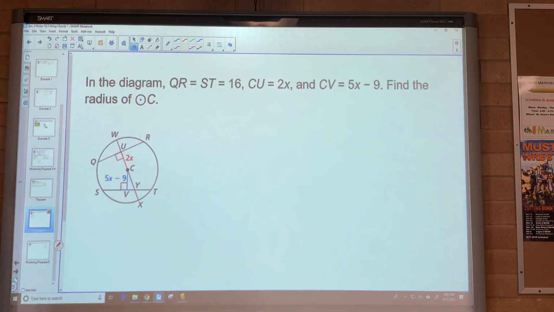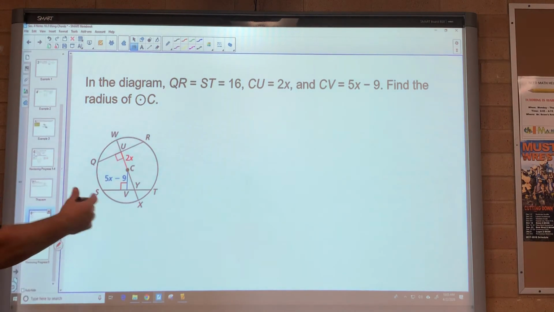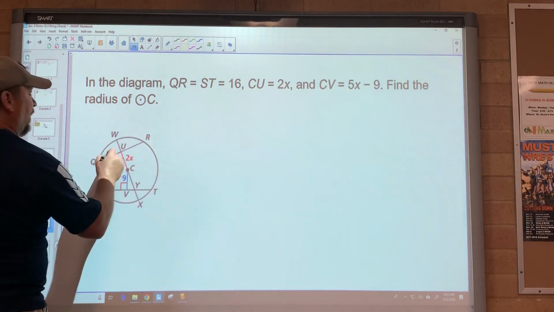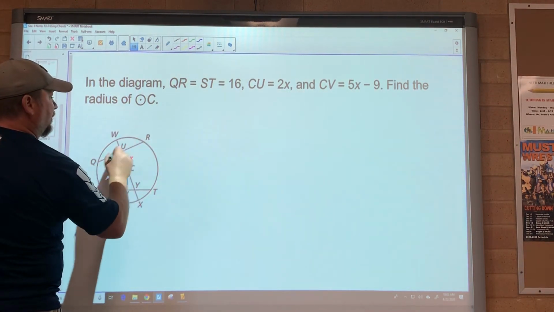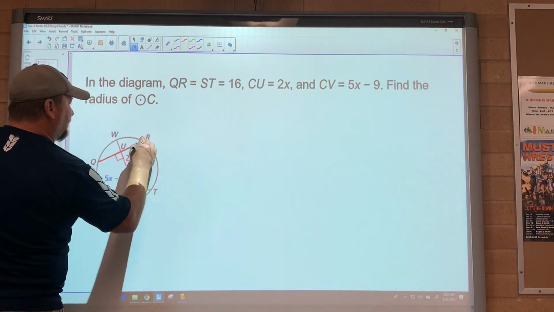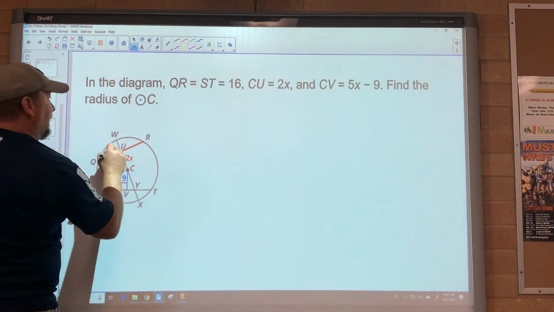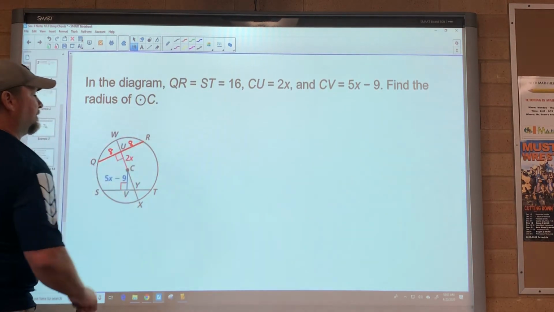All right, let's see what we've got. It says in the diagram, QR equals ST, and those both equal 16. So Q to R is 16, the entire thing. So then this would be 8 and 8.